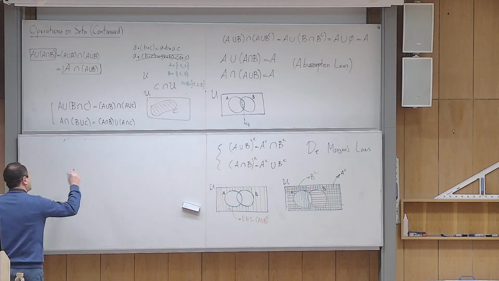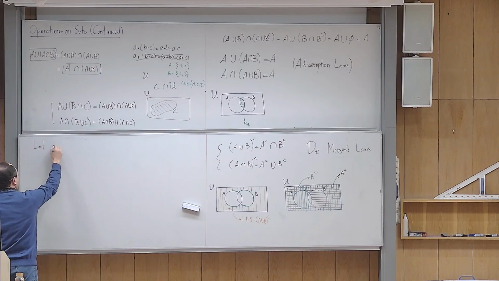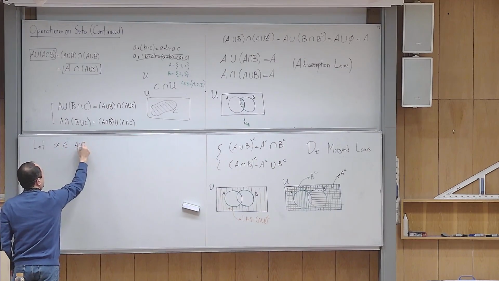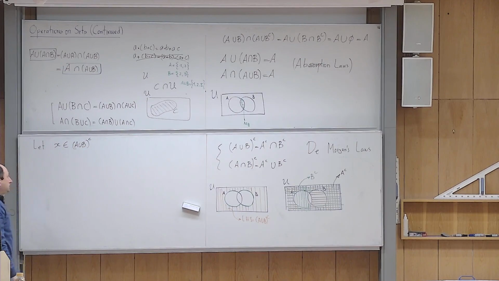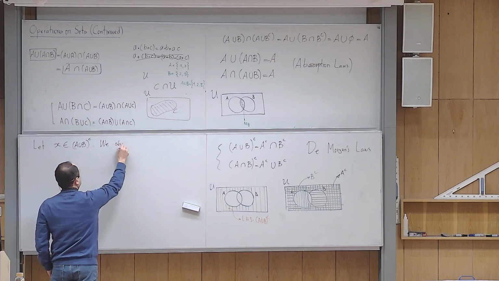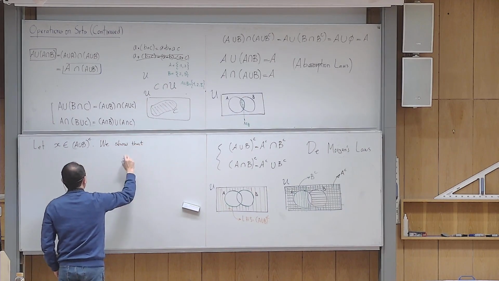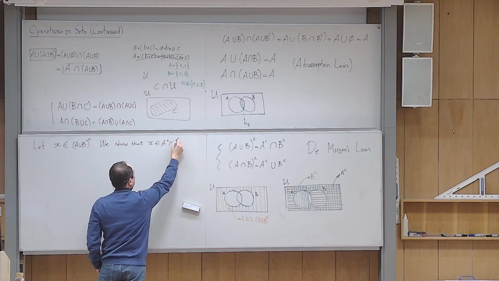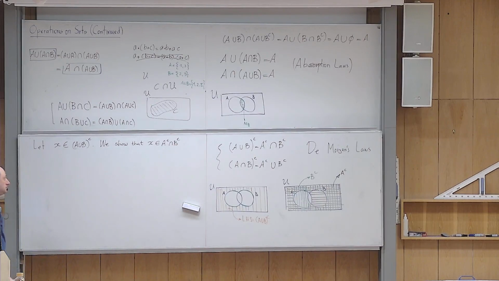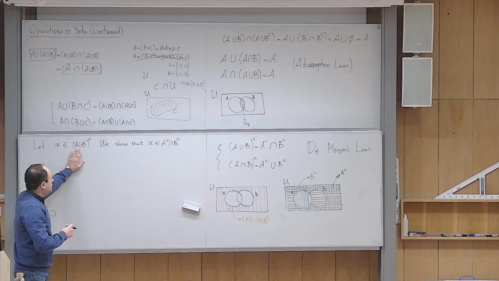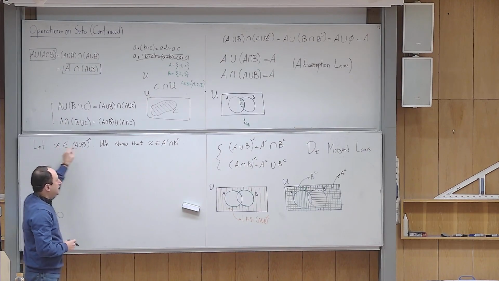So I would say, let x be an element, whatever you want, let x be in (A union B) complement. We show that x belongs to the right hand side. Yes, is that clear? So I am assuming that I have an element in the left hand side. I want to show that the same element is also an element of the right hand side.